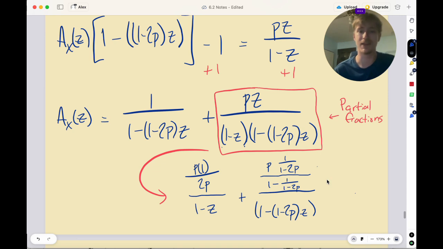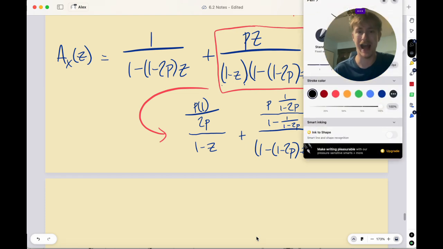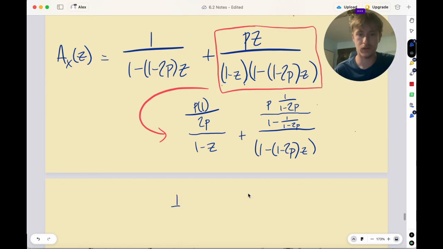Yeah, I know. It's kind of ridiculous, but hey, you signed up for it. Okay, so the first term is pretty easy. That's just going to be a half divided by 1 minus c, or a half times 1 over 1 minus c. This term is a little less straightforward, but let's just try to write it out.